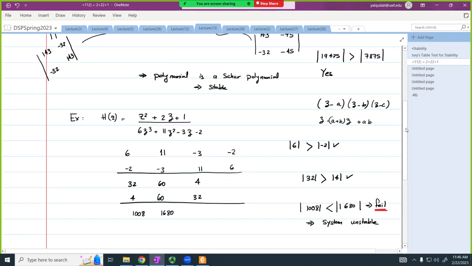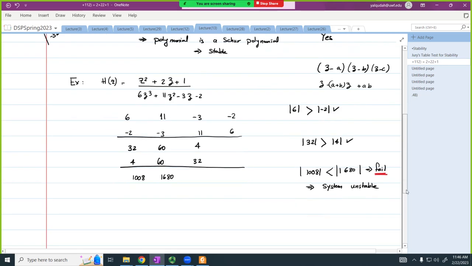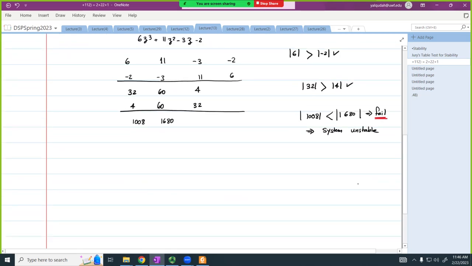Make sense? So this coefficient of z represents the summation of the poles. This is the multiplication of the poles. So there's a pattern, and this technique will help us determine whether any of the poles has a value that is greater than 1. Questions? Okay.